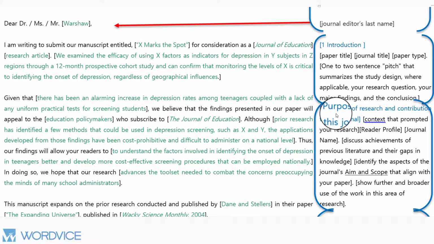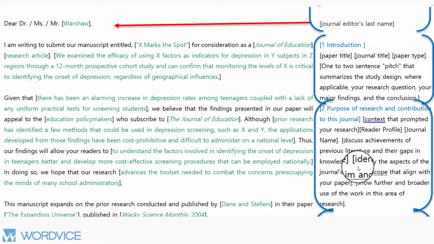In the second paragraph, you want to talk about the purpose of your research and the contribution that it will bring to this journal. That includes the context that prompted your research, the reader profile, that is the readers of this particular journal, the name of the journal, and you want to discuss the achievements of previous literature that inspired your study and the gaps in knowledge that you are filling with this study.